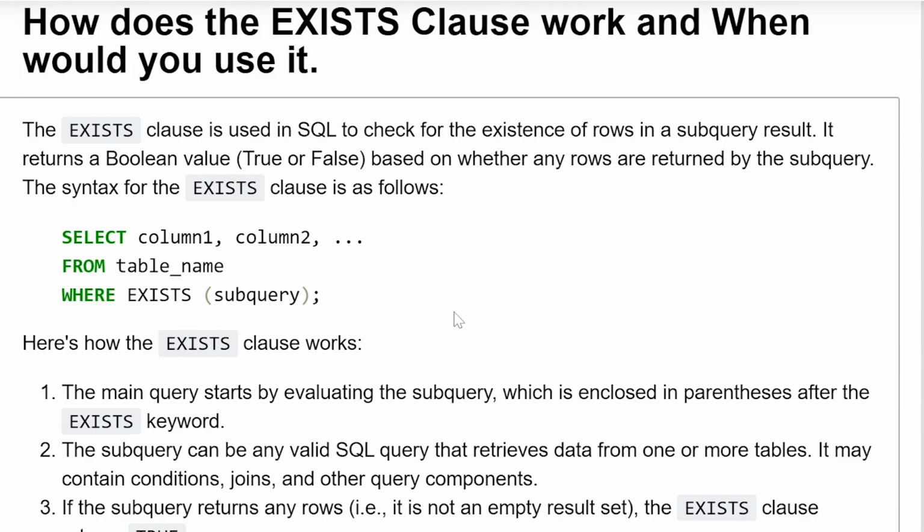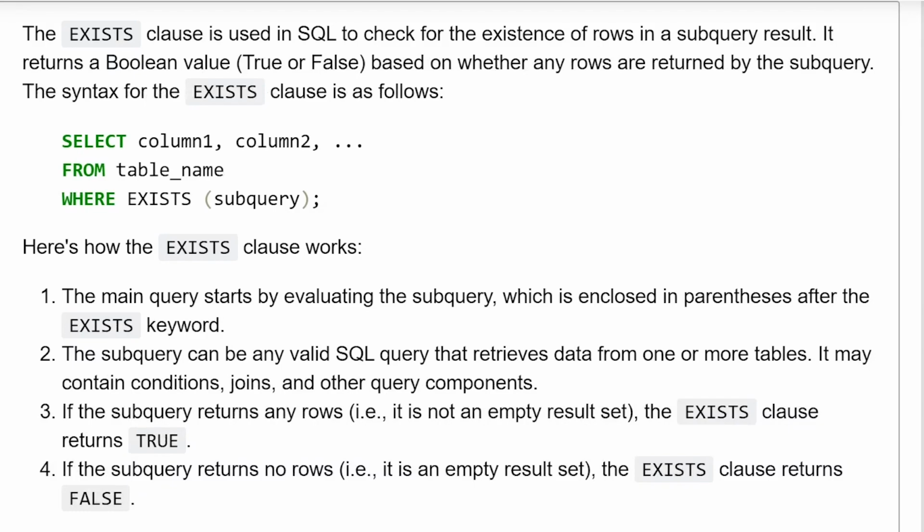The syntax of the EXISTS clause is as follows. SELECT column1, column2, etc. FROM table_name WHERE EXISTS (subquery). Here's how the EXISTS clause works.